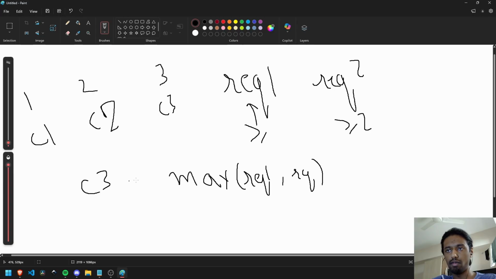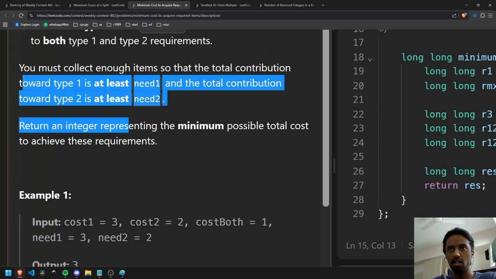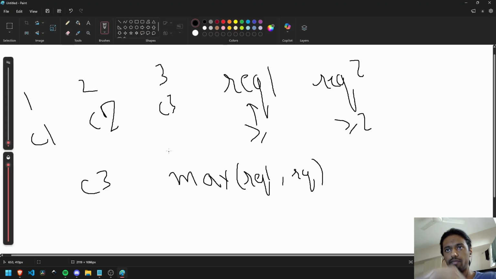Since once we buy this amount, we will have fulfilled both of these. The higher one will be fulfilled exactly, and for the lesser one there might be some extra values, but the problem states that at least is fine. So we go like this.